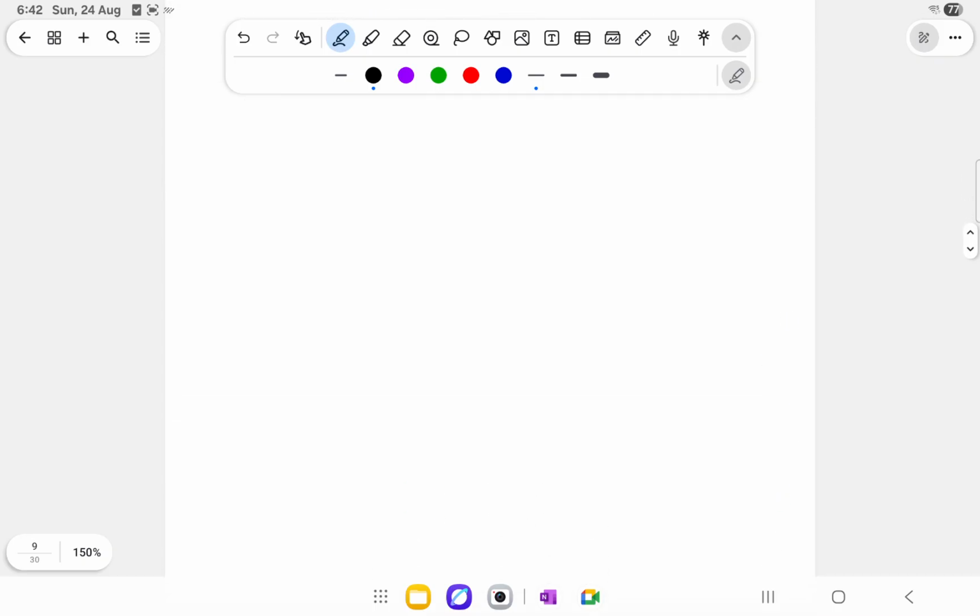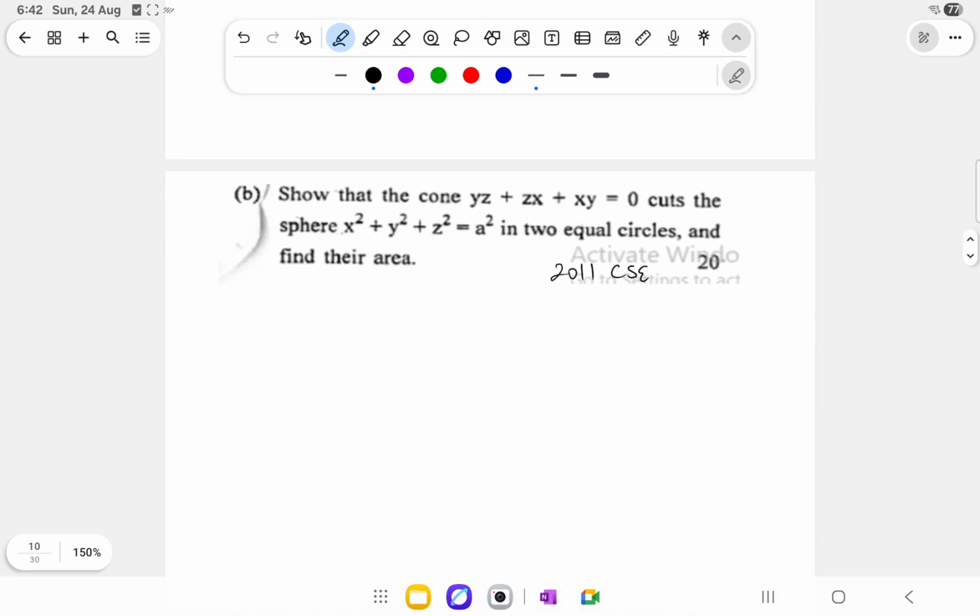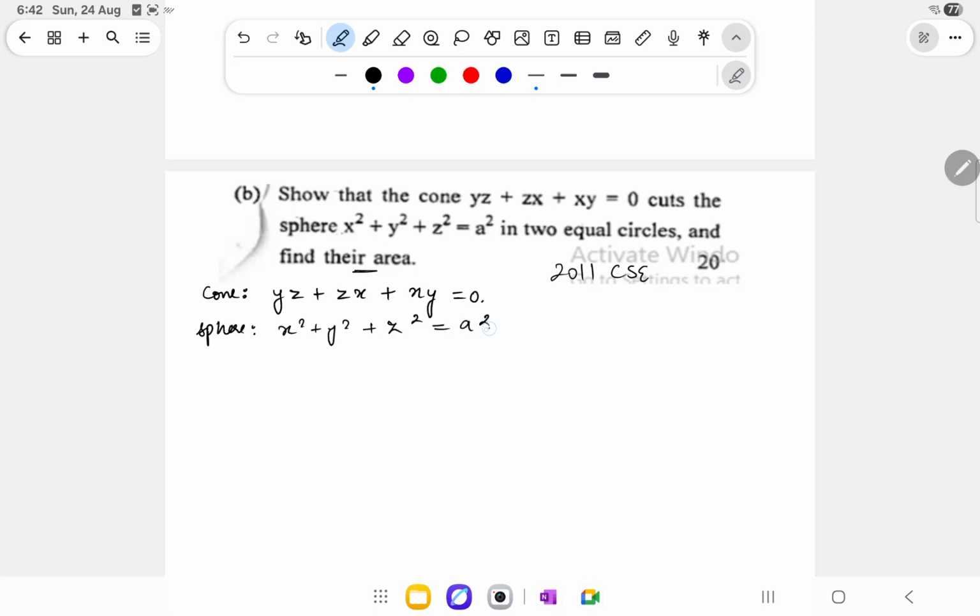So let's move on to see the next question. The next question is: show that this cone cuts the sphere in two equal circles and find the area. The given equation of the cone is yz + zx + xy = 0, and the equation of the sphere is x² + y² + z² = a². So we're supposed to show that the cone cuts the sphere in two circles.